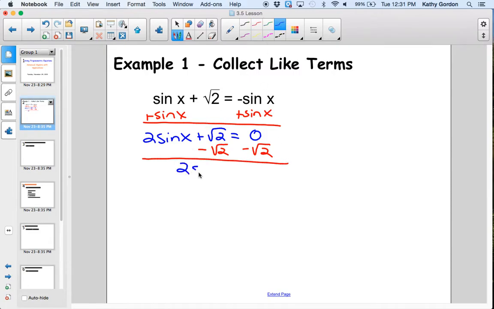So that leaves us with 2 sine x equal to negative square root of 2. Then divide both sides by 2. And I end up with the sine of x equal to a negative square root of 2 over 2. Look familiar?